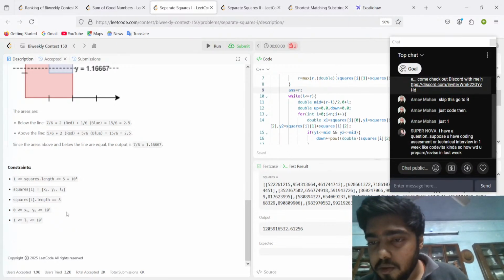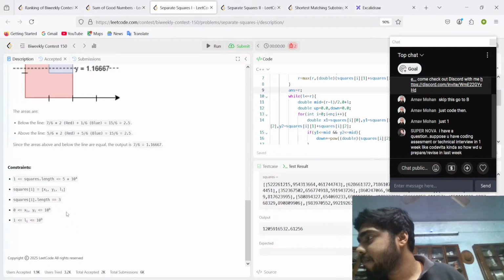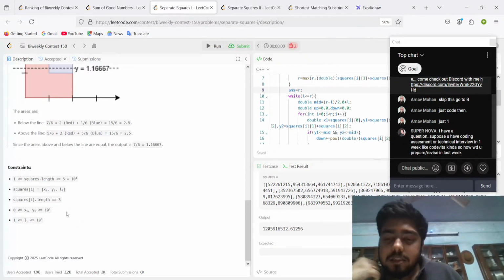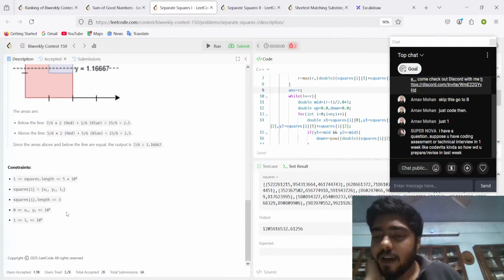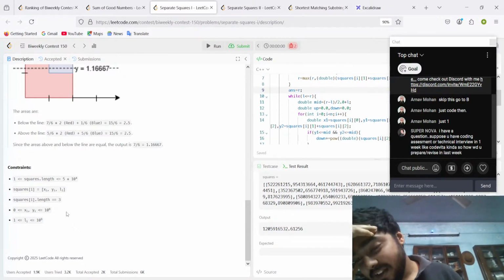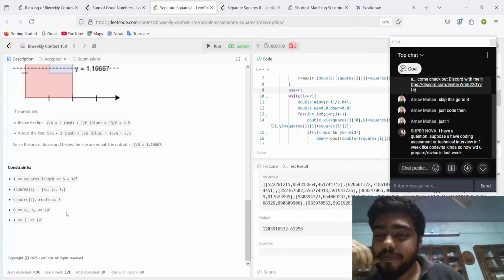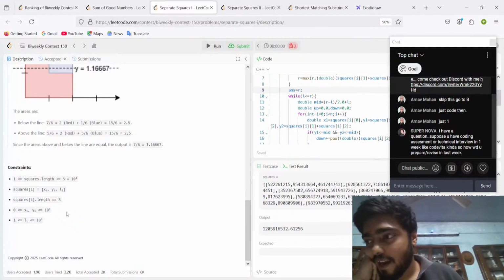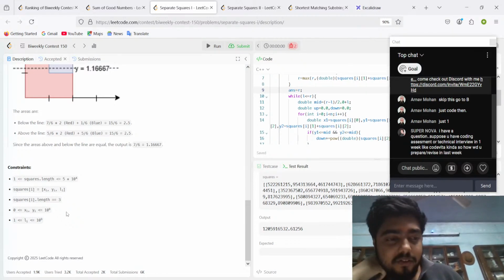I have a question. Suppose you have a coding assessment of technical in 1 week, like CodeBeta kind of. So how would you prepare and revise in the last week? CodeBeta. When is the CodeBeta though? See, I won't be flexing it out, but the previous CodeBeta I had a rank within 50. Okay, top 50. The round one, not the round two. Round two I was down with fever, so I couldn't do it.